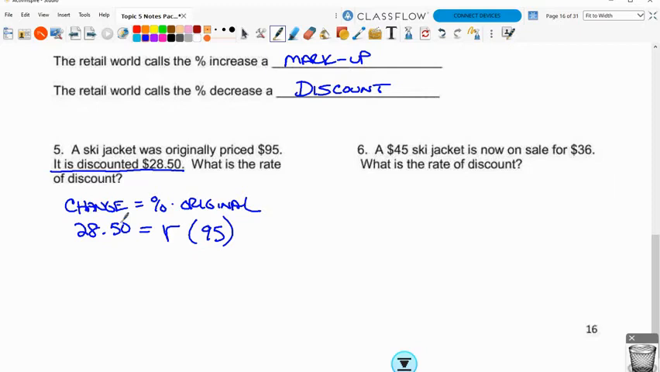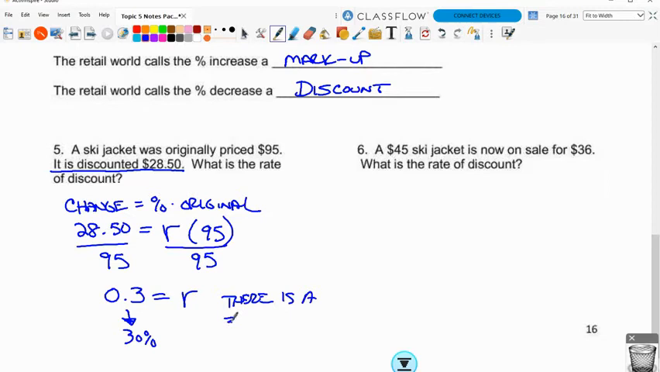R is on the right-hand side of the equal sign. It's being multiplied by 95. So we're going to have to divide by 95 on both sides. On the right, 95 divided by itself is 1, leaving us with R. 28.50 divided by 95 gives you a decimal of 3/10. But remember, we need to convert this into a percentage. Move the decimal over once, twice to the right, and you are going to get 30%. So we can say that there is a 30% discount.